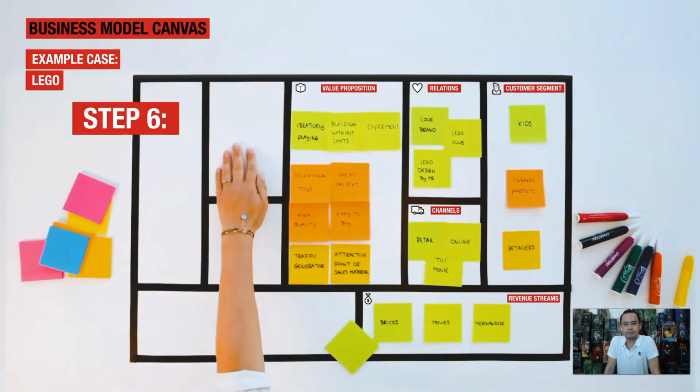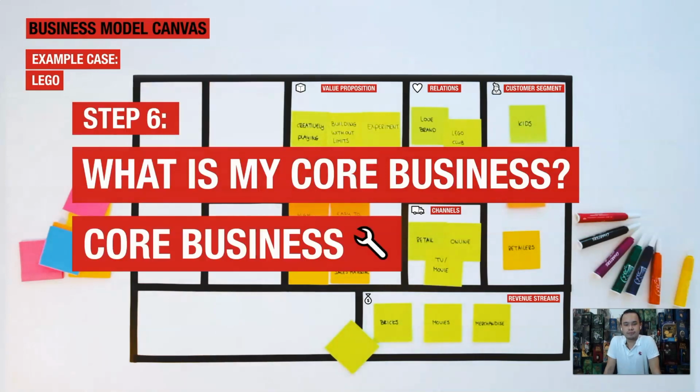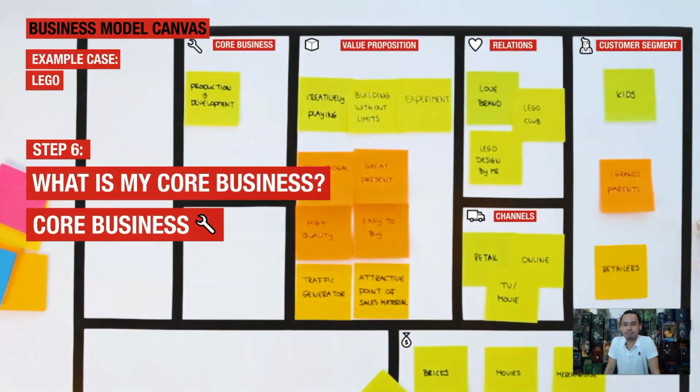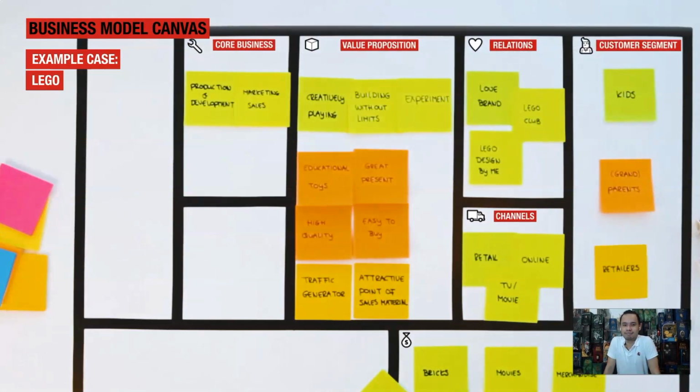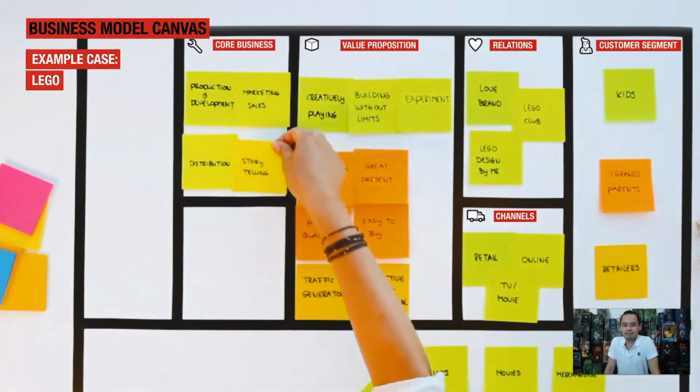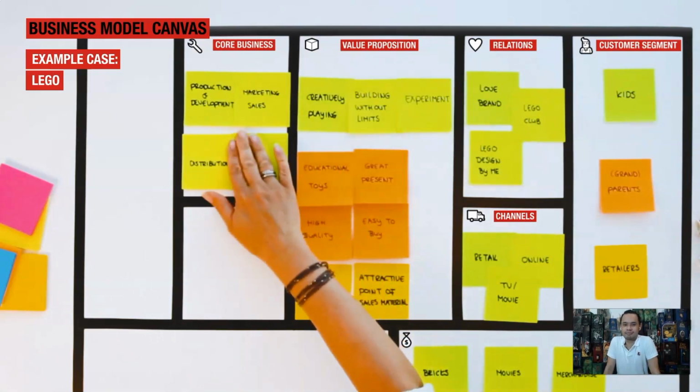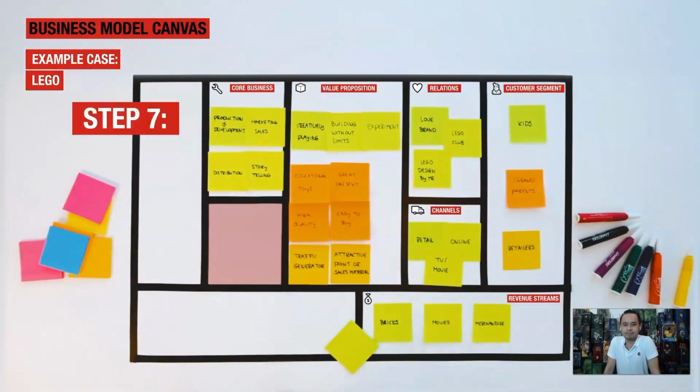Step 6. The first section on this side is about your core business. Here you must ask yourself what the most important activities are within your organization to create value. With LEGO, it's the production and development. Besides that, marketing and sales are important, as well as distribution and storytelling around their brand and the stories they tell with the products. Step 7.